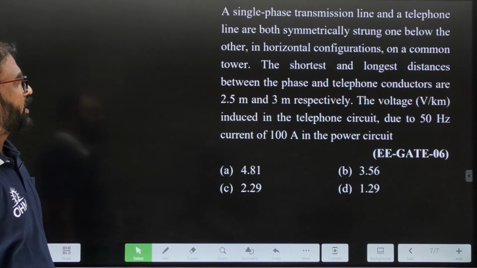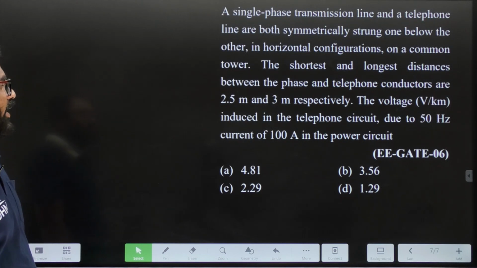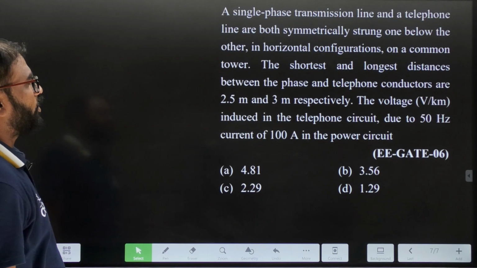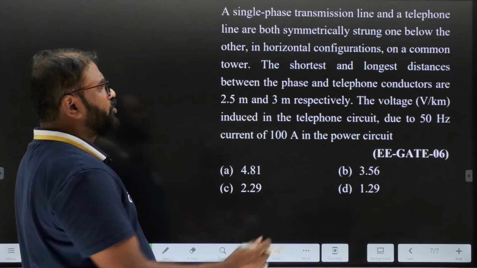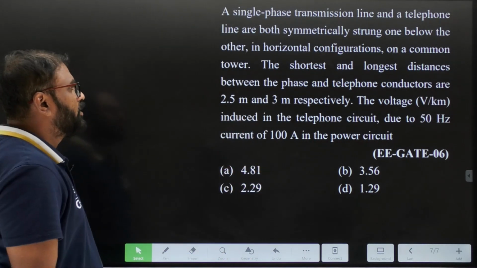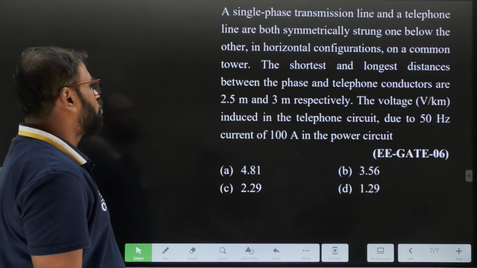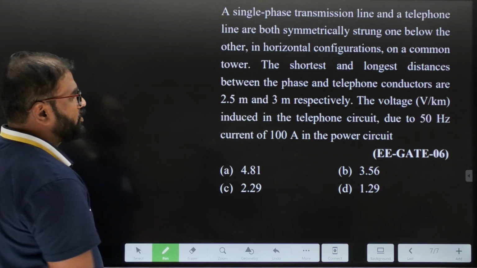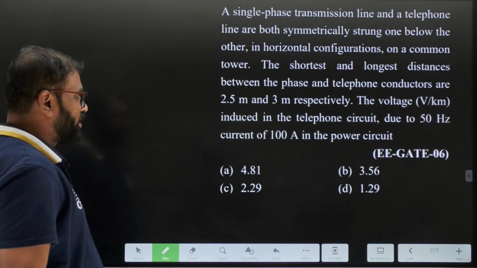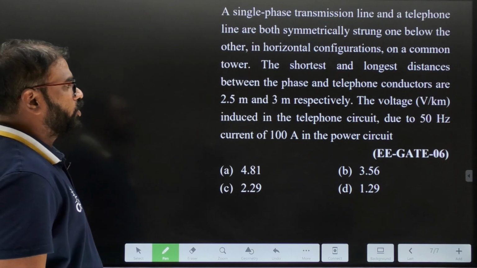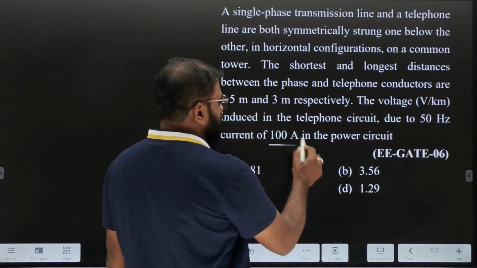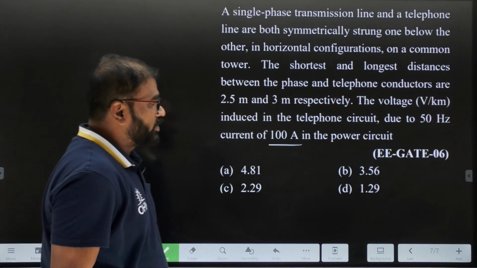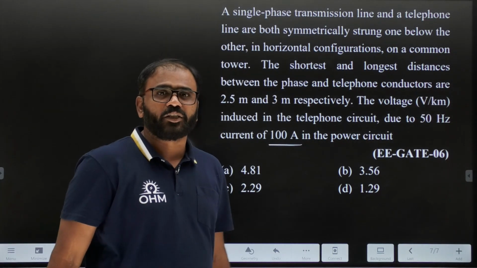In this question, a single phase transmission line and a telephone line are both symmetrically strung, one below the other in a horizontal configuration on a common tower. The shortest and longest distance between the phase and telephone conductors are 2.5 meters and 3 meters respectively. The voltage induced in volts per kilometer in the telephone circuit due to 50 Hz current of 100 amperes in the power circuit is. This question is related to a concept called communication line interference.